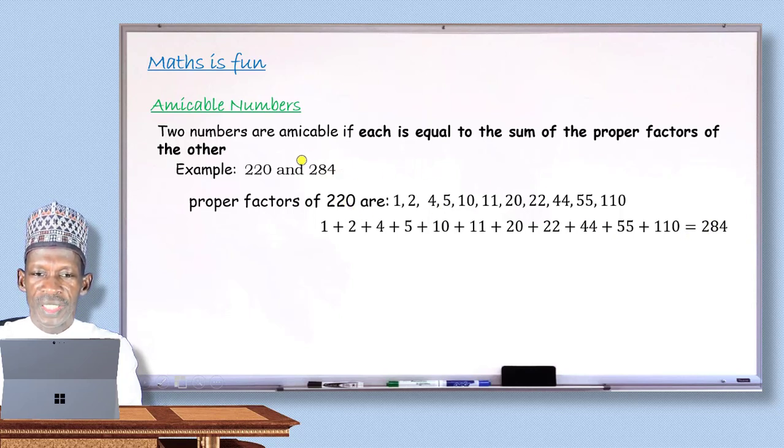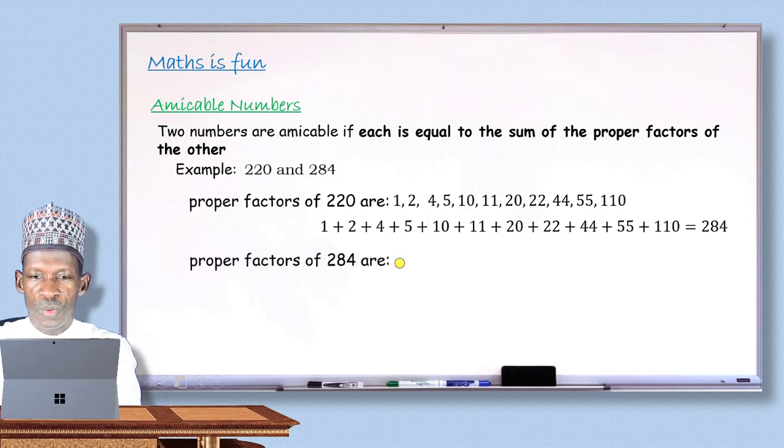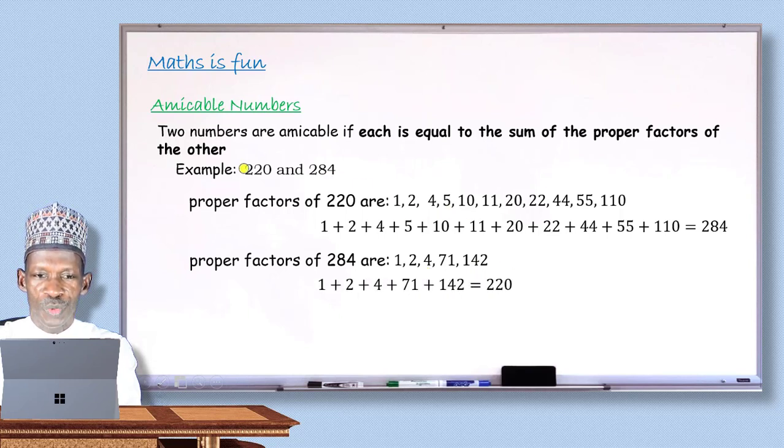So let me move on and take this 284 and find its proper factors. The proper factors of 284 are 1, 2, 4, 71, and 142. If I add those proper factors, what I expect to get is the other number, 220. And the addition of this, if you do it correctly, is 220, which means the sum of the proper factors of 220 is 284, and the sum of the proper factors of 284 is 220, which means 220 and 284 are amicable numbers.